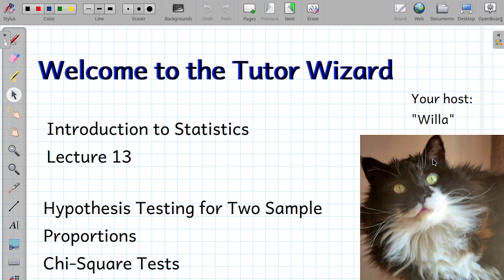What are we doing today in lecture number 13? We're going to continue on with hypothesis testing for proportions. We're going to look at the two sample technique for that. And then we're going to slide on over to chi-square tests, which should wrap up proportions until we do some reviews for the final exam.